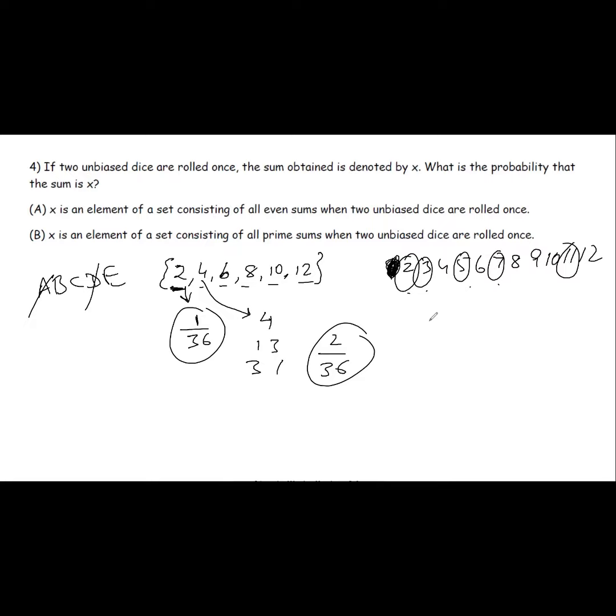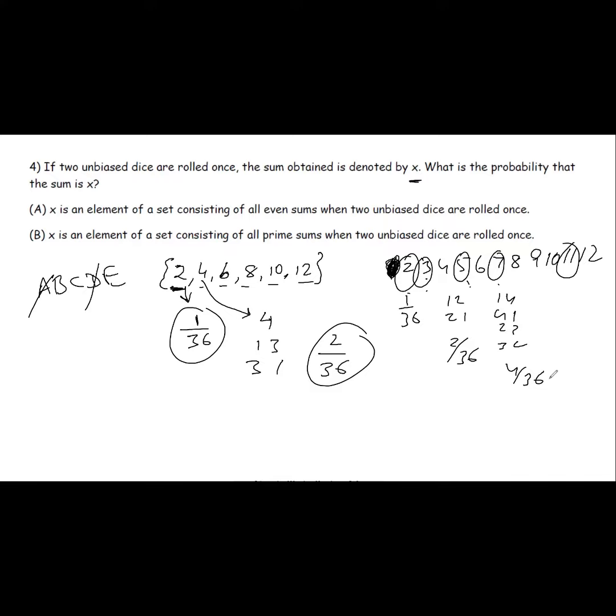So again, the same situation. X is an element of the set consisting of all prime sums, so the sum is denoted by X. If X is 2, then it's 1 out of 36. If X is 3, then it's 1, 2, 2, 1, so 2 out of 36. If X is 5, it's 1, 4, 4, 1, 2, 3, 3, 2, so 4 out of 36. You know what I mean? So the probability keeps changing.